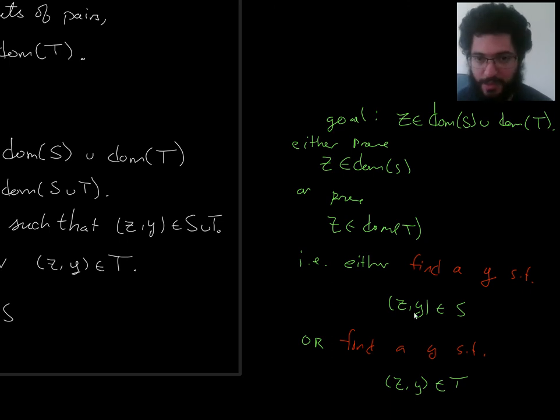So now I've really broken down my goal and I see what I need to do. There are two ways I can reach the end. Either I find a y such that this is true, because if I do that, then I will be able to existential generalization my way up to z is in the domain of S, and then that will allow me to conclude pretty quickly that z is in this union. Or find a y such that this, and then there's another path.